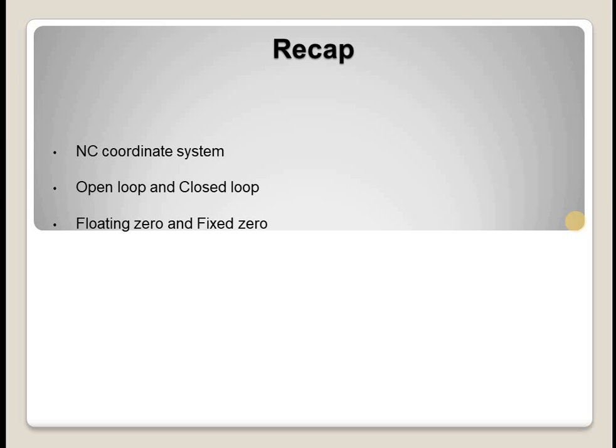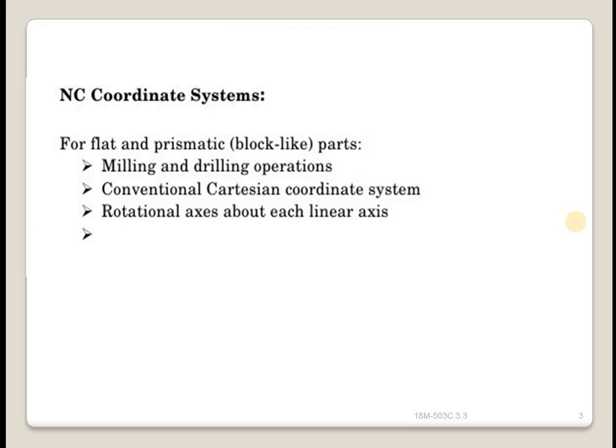Yesterday I explained the NC coordinate system, floating zero and fixed zero, incremental versus absolute dimensioning system, and open loop control system and closed loop control system. So to program the NC processing equipment, it is necessary to establish a standard axis system by which the relative positions of the tool with respect to the work can be specified.